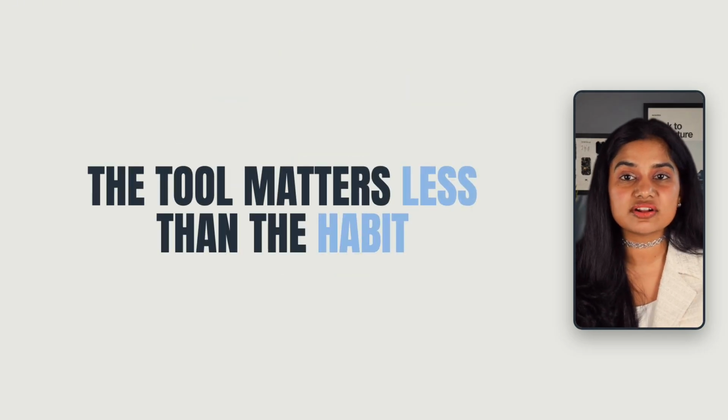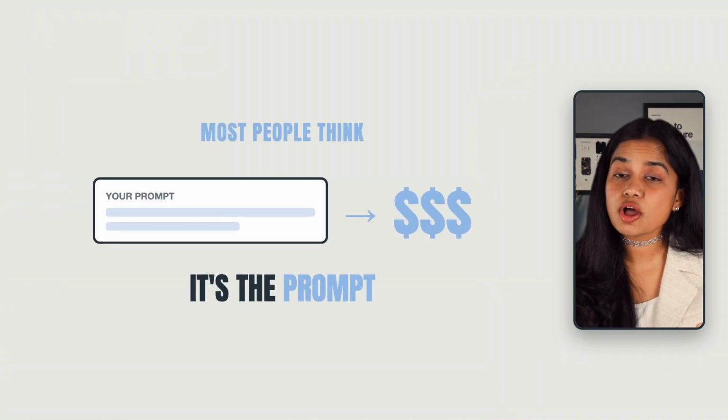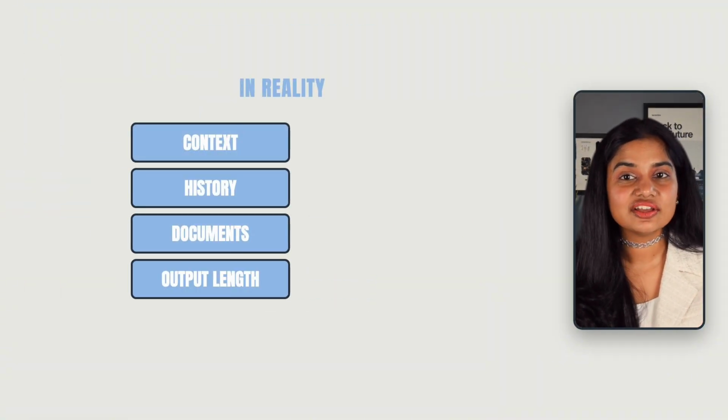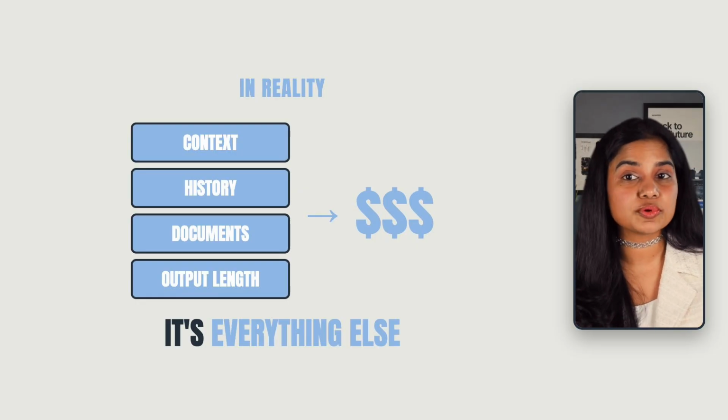The specific tools matter less than the habit. What you want is visibility. Once you can see where tokens are being used, it becomes much easier to optimize. Here's the part I want you to remember. Most people think AI costs are controlled by the prompts they write. In reality, costs are usually driven by context, history, documents, and output length.